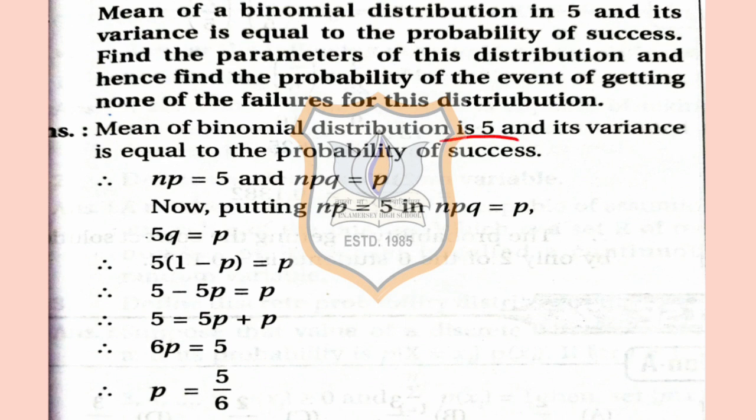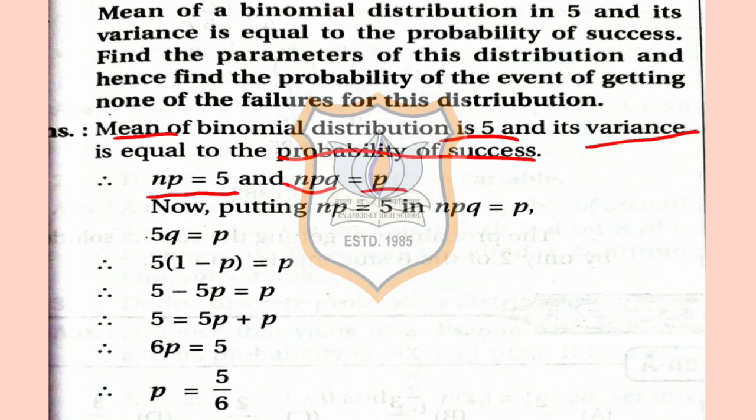Now since mean is 5, what is the formula for mean? np. So we will have the first equation, that is np is equal to 5. Second thing, what is given to us? Variance is equal to probability of success. Now what is variance? npq. Probability of success is P. So we will have the equation npq is equal to P.